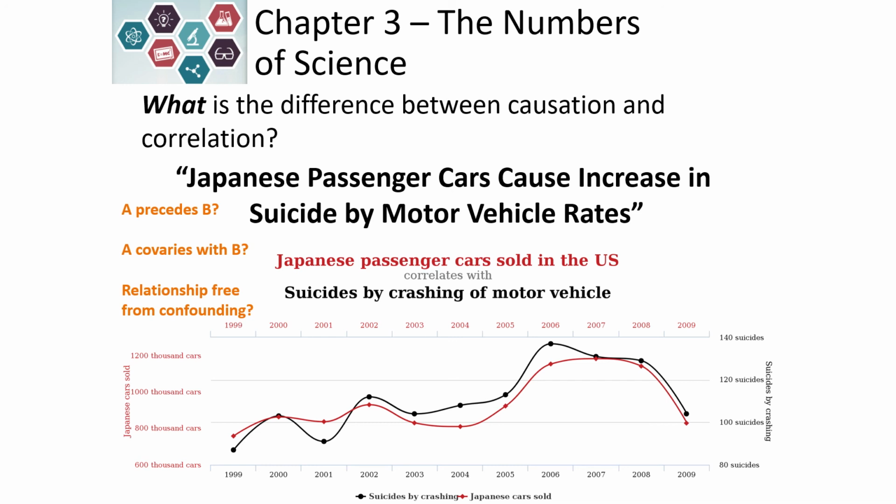Is the relationship free from confounding? No, we cannot say that suicides by crashing motor vehicles are caused by the sale of Japanese cars. If you're unsure if it is causation or correlation, it is more likely to be correlation. Causation is much more difficult to prove.